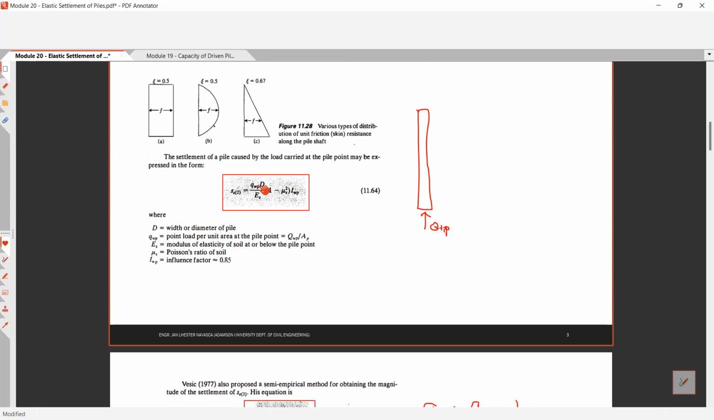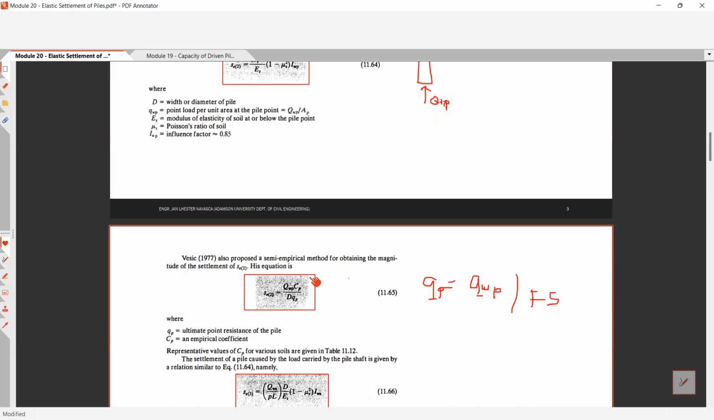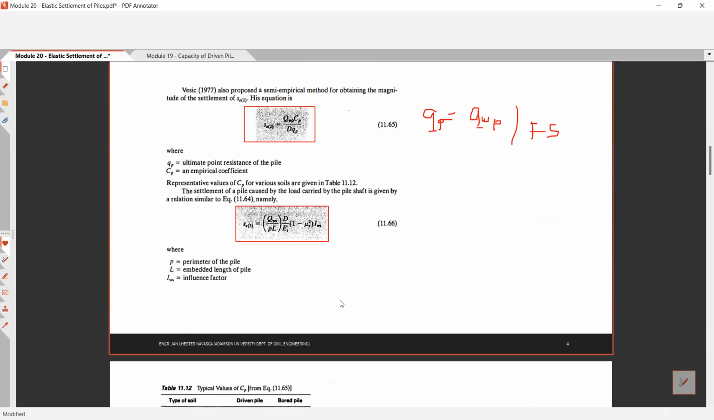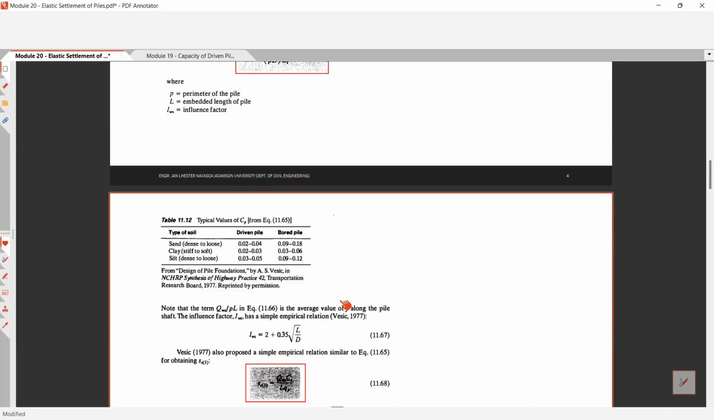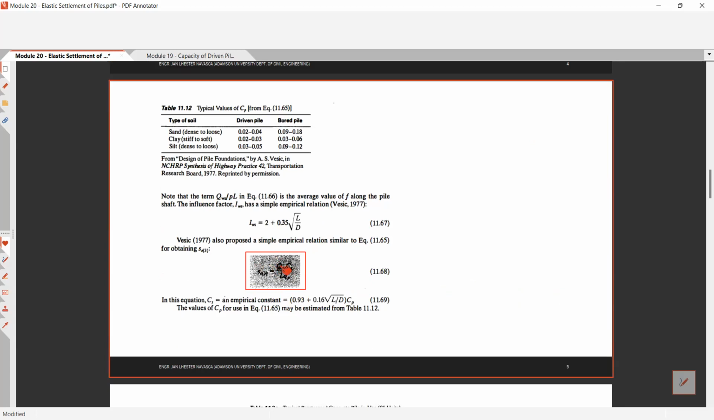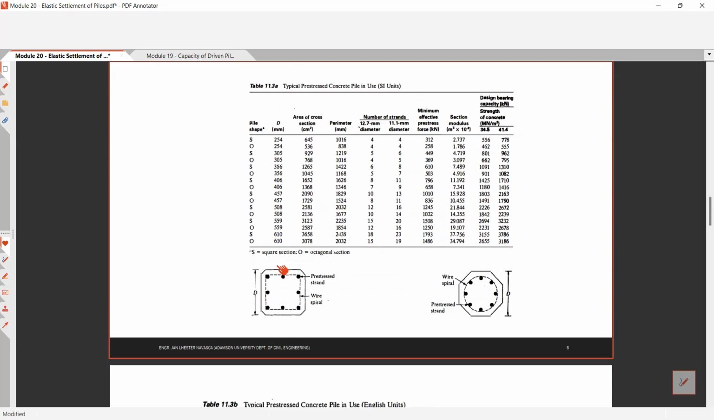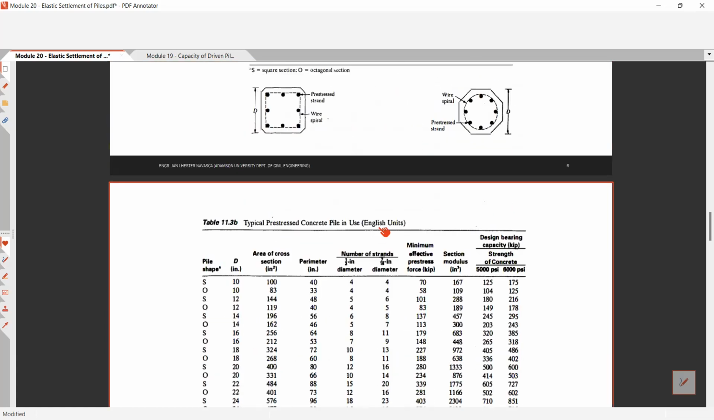Okay, so basically the total frictional force divided by the surface area is your this one, and the same, which is D over ES, 1 minus mu squared S, and the influence factor this time is given by this equation. Influence factor due to the skin friction is given by this equation, 2 plus 0.35 square root of L over D. Okay, and also we have the basic equation for the empirical relationship. And you can check itong naka-table for you to not to solve the area and the perimeter. And also meron tayong design bearing capacity given by this table.